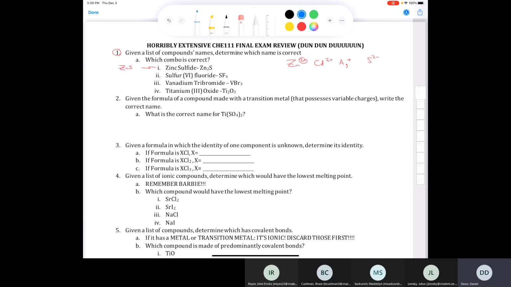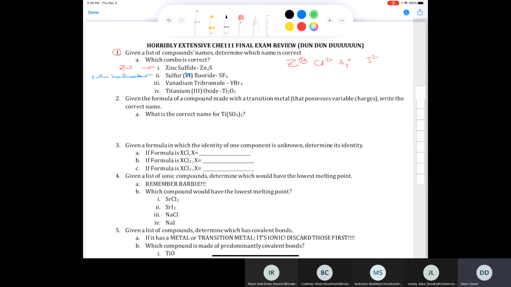The problem with the next one, it says sulfur 6 fluoride. Sulfur is a non-metal. It's not a transition metal, so we don't have to use the stock naming system. This is simply a covalent compound. This would be sulfur hexafluoride. I'm trying my best to spell here.